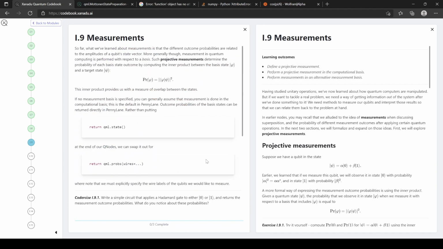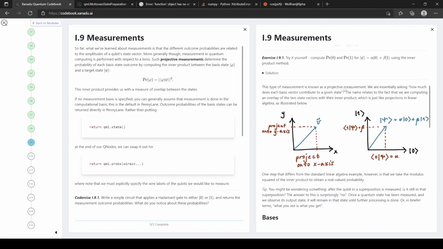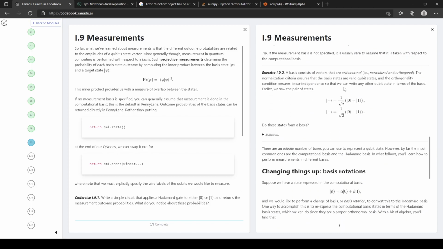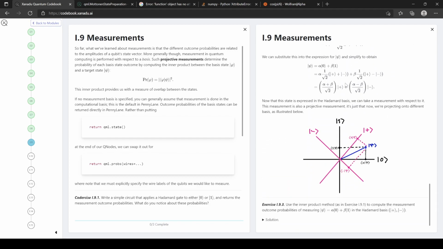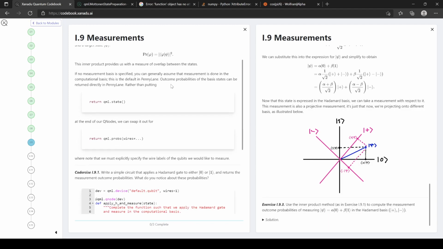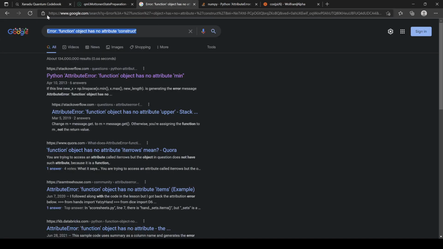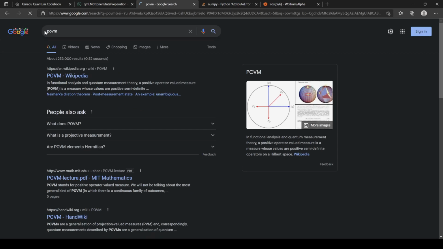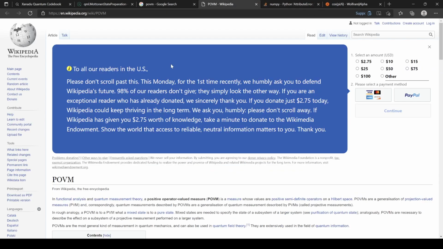So far, we've learned about measurements. Now we learn about projective measurements. All right. So we can change bases and measure different bases, basically. There's also, what does it stand for? POVM, positive operator valued measure.